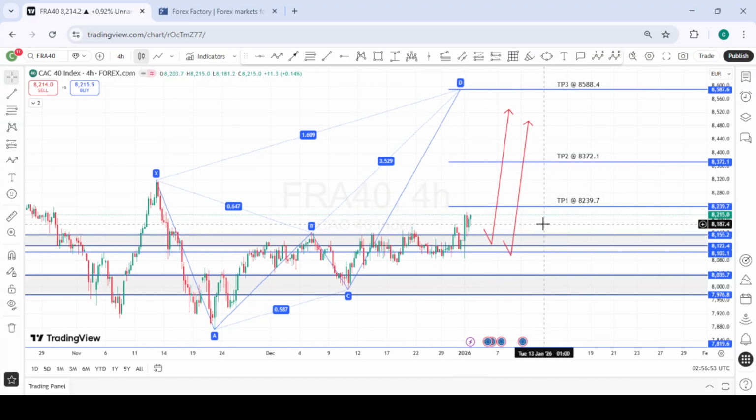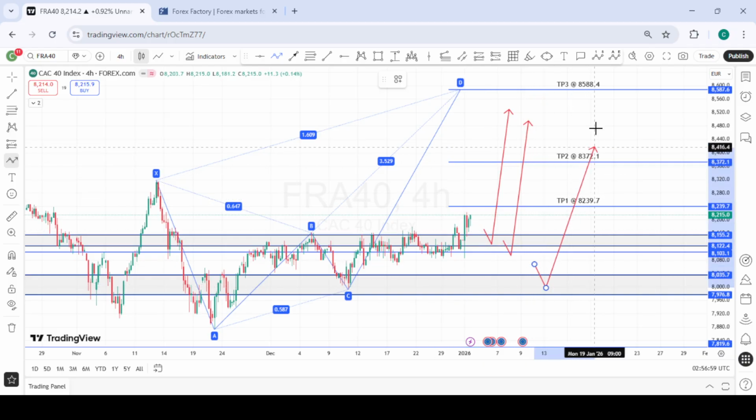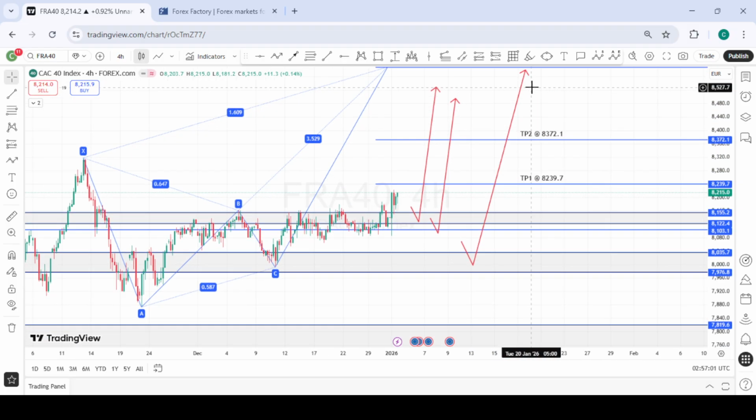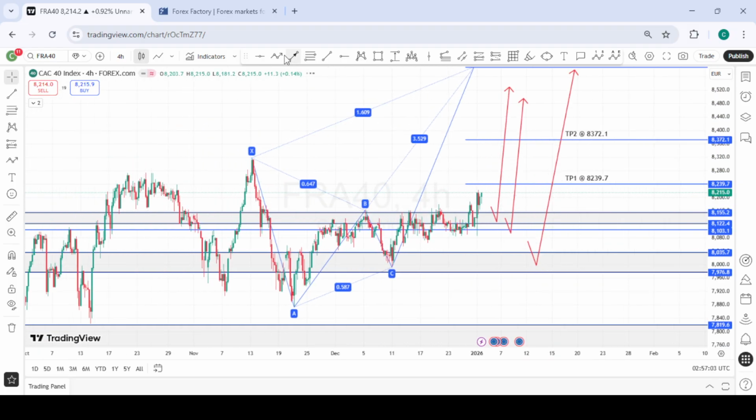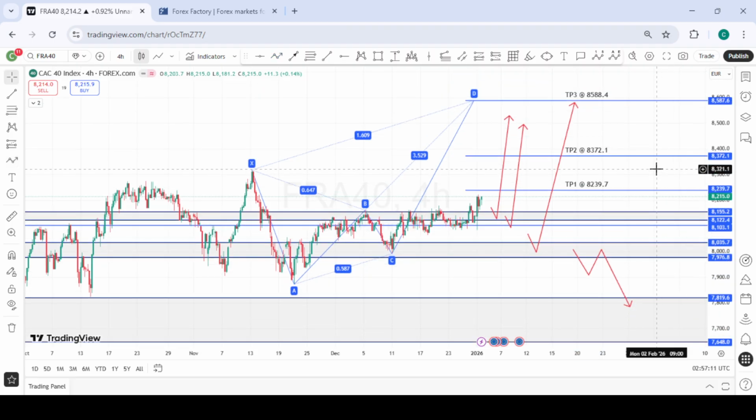If we are able to pull back all the way to this zone here, we'll still be glad to look for buying opportunities. So this can only shift extremely bearish if we break the zone, account for a retest, and then continue to the downside. So we are very bullish on FRA 40 for the coming weeks.